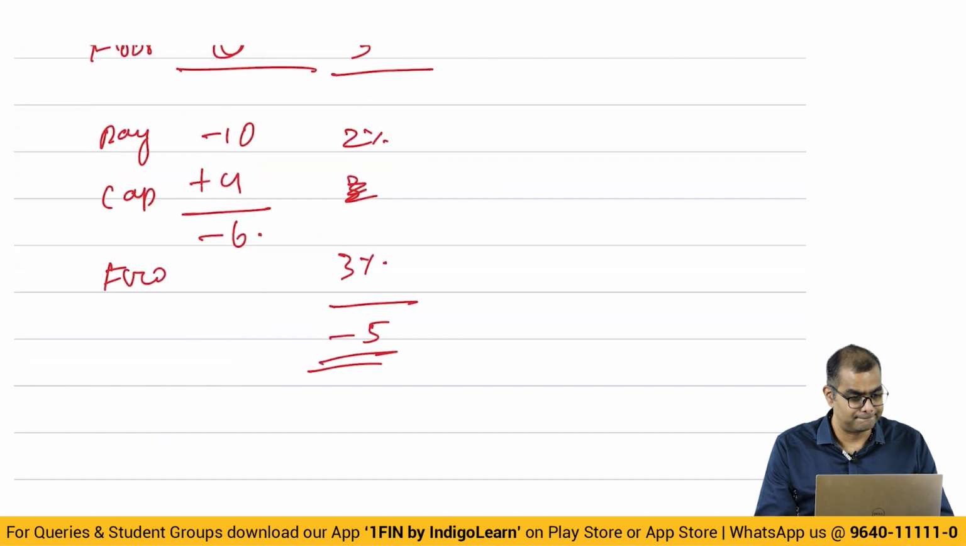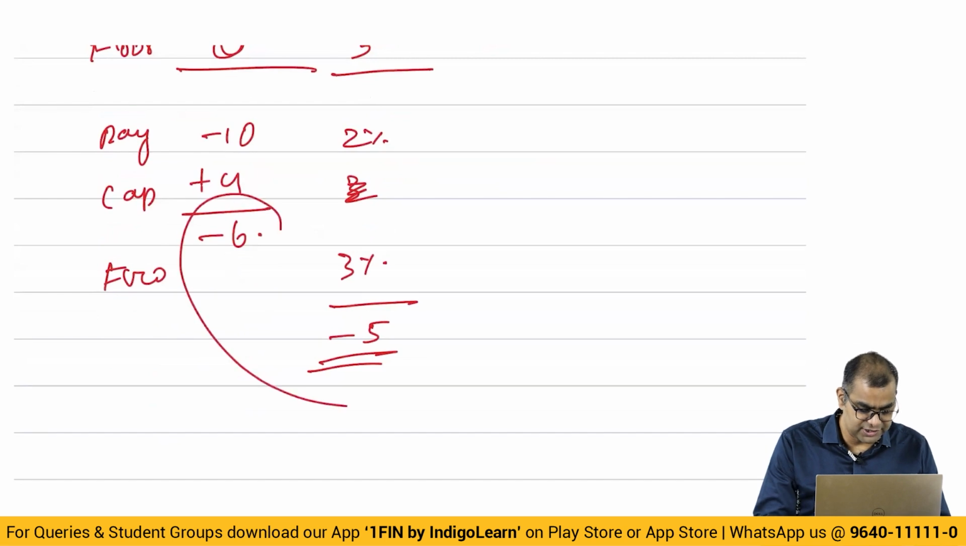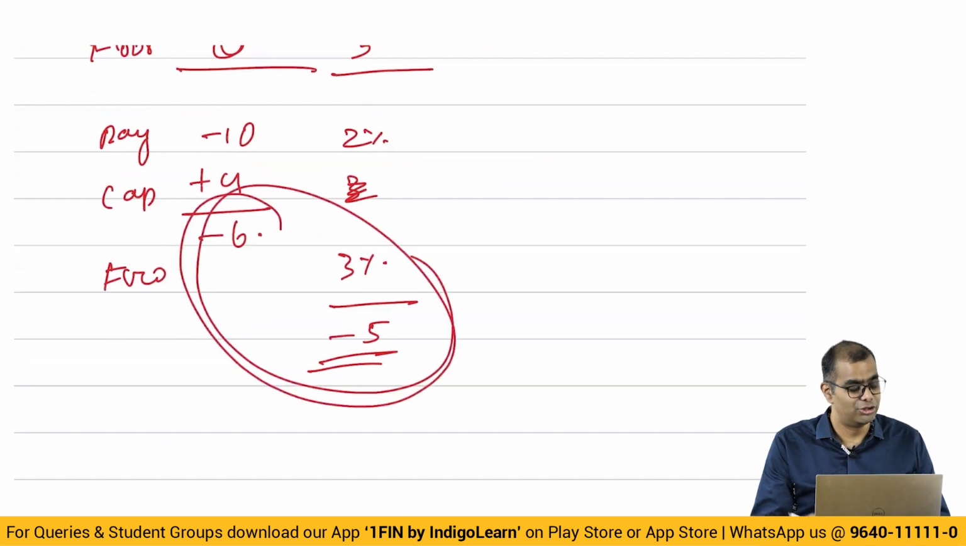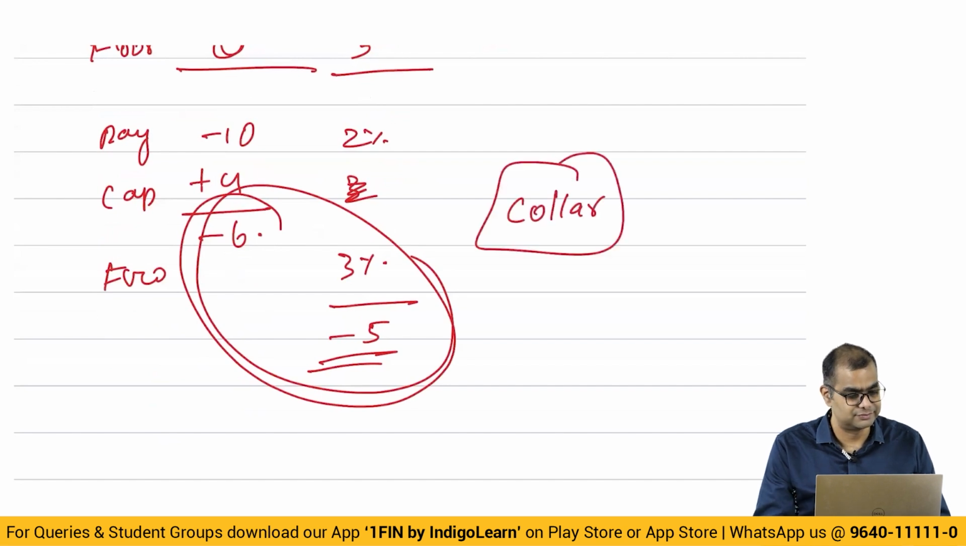Agreed? So your interest rates will oscillate between 5 and 6. You can buy a cap and sell a floor. So this kind of structure is called a collar. Cap plus floor.